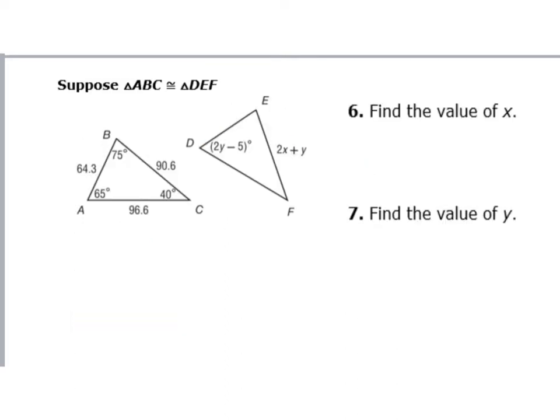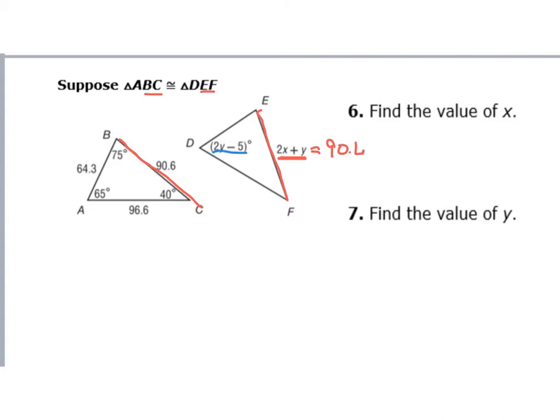All right, number 6. Suppose triangle ABC is congruent to triangle DEF. Find the value of x and find the value of y. If I look at x, here's where I see an x. The problem with this one is I have an x and a y. I can tell you that EF matches with BC, so I do know that that expression equals 90.6. But that's not going to help me until I know what y is.